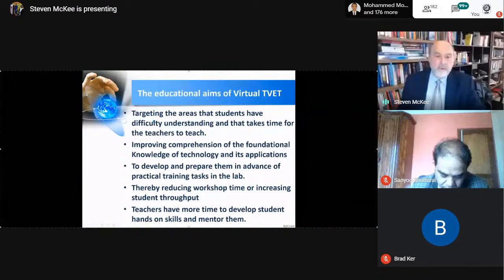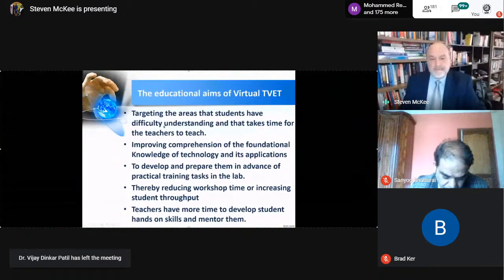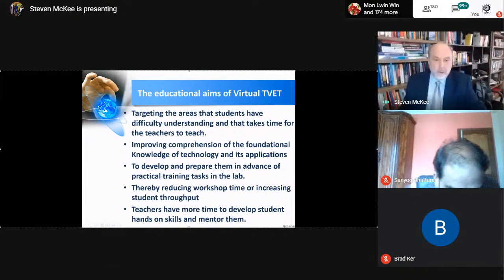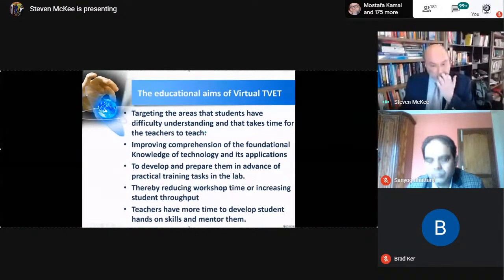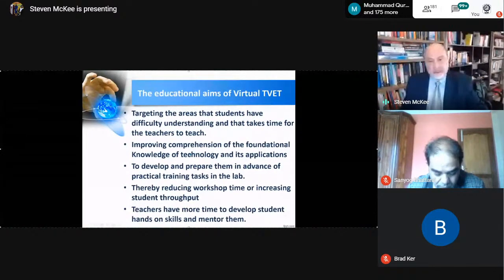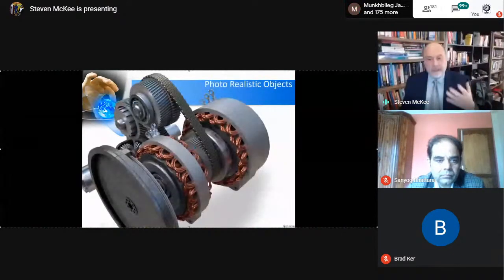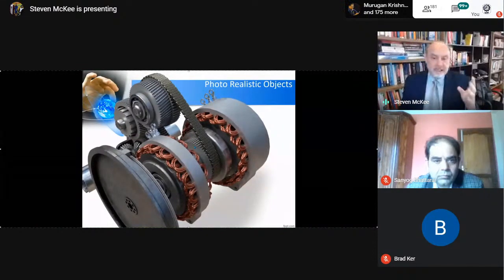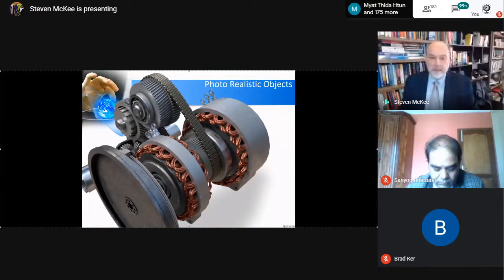The aim of what we're doing here is targeting the areas that students have difficulty understanding and that take time for teachers to teach, improving comprehension of the foundational knowledge of technology and its applications. So we want to focus on what the student has problems understanding and improve their foundational knowledge. In this way, going forward, if you understand how this works and then you go into the workshop, your ability to troubleshoot has just magnified several fold.